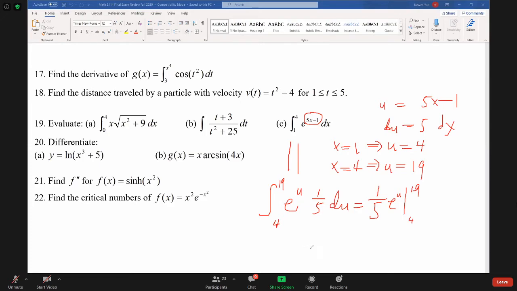Okay? So exact answer. Do not use a calculator to approximate. Answer should be exact. Don't forget that. Okay? e to the 19 minus e to the 4. Okay, we have finished.